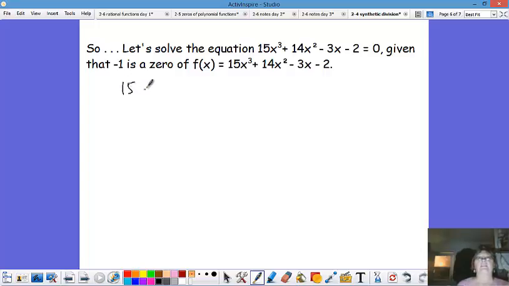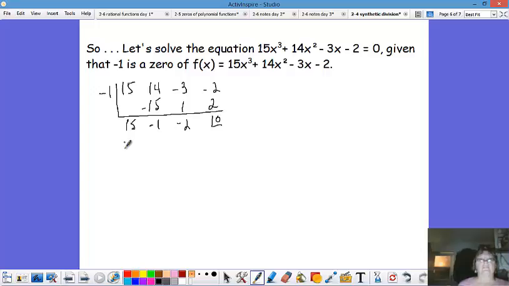So that's what I'm going to do. I'm going to set it up. 15, 14, negative 3, negative 2. I am dividing by negative 1. I know that that is a 0, they told us. So we drop and multiply. Add and multiply. Remainder of 0, see? That negative 1 really is a factor.